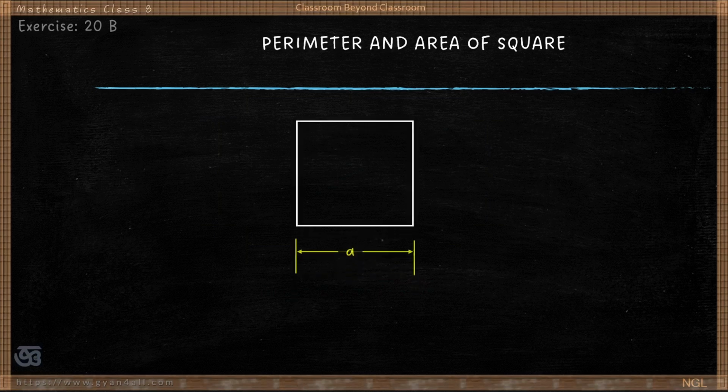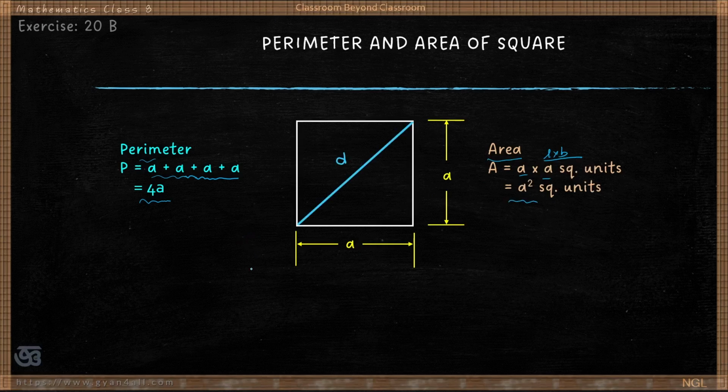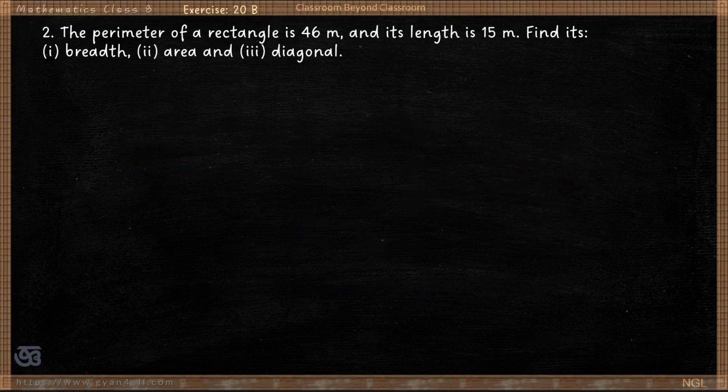And in case of a square of side A, the perimeter is the sum of the sides of the square, and that becomes 4A because all sides are equal. Area of a square is length multiplied by breadth, and length and breadth are equal, so A multiplied by A, it becomes A square. And the diagonals of a square are also equal, and since the sides are equal, it becomes root over A square plus A square. So this is equal to root 2 multiplied by A, in units.